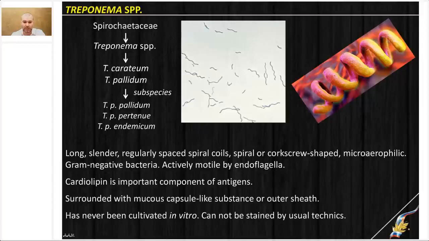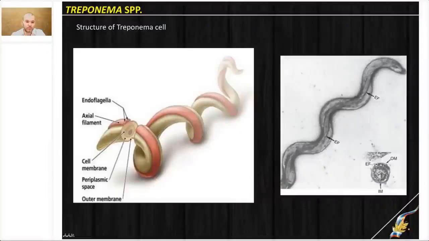As we said, the bacterium is very difficult and grows poorly in culture medium. Treponema was never cultivated in laboratory conditions in cell-free culture medium, and actually we have only animal inoculation as the only way to grow the bacteria. And again, as we said already, the bacteria cannot be stained by regular techniques.